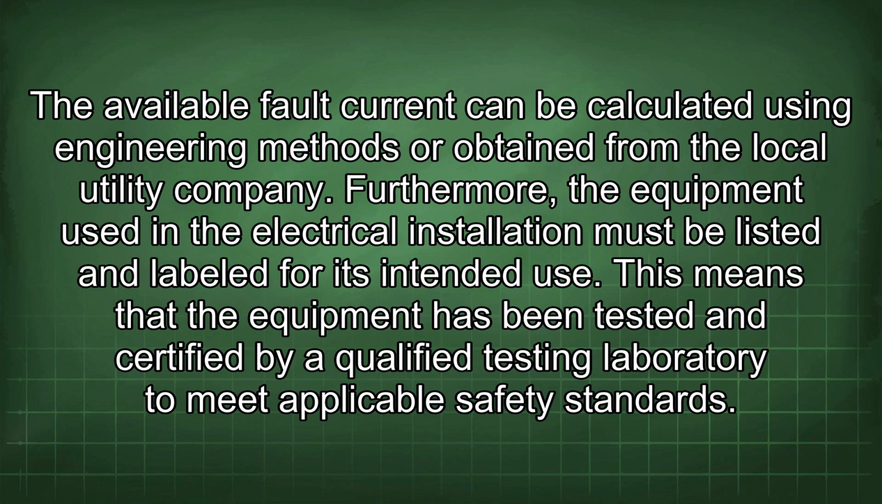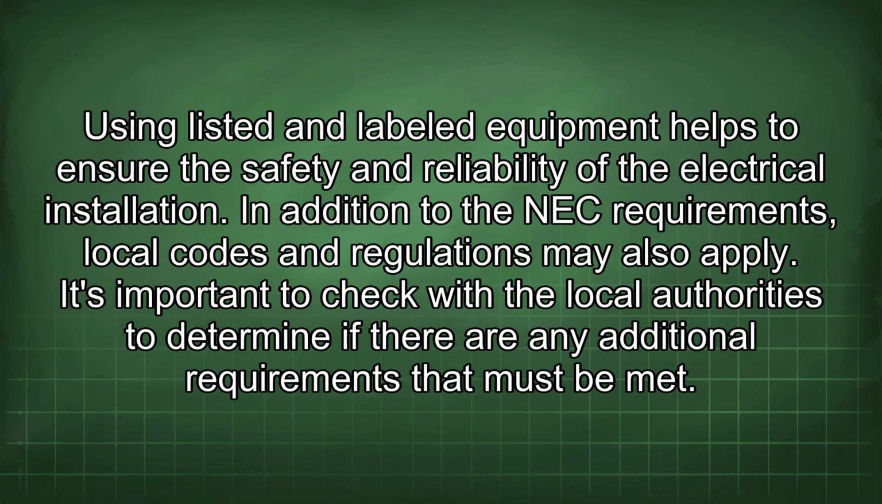Furthermore, the equipment used in the electrical installation must be listed and labeled for its intended use. This means that the equipment has been tested and certified by a qualified testing laboratory to meet applicable safety standards. Using listed and labeled equipment helps to ensure the safety and reliability of the electrical installation. In addition to the NEC requirements, local codes and regulations may also apply. It's important to check with the local authorities to determine if there are any additional requirements that must be met.